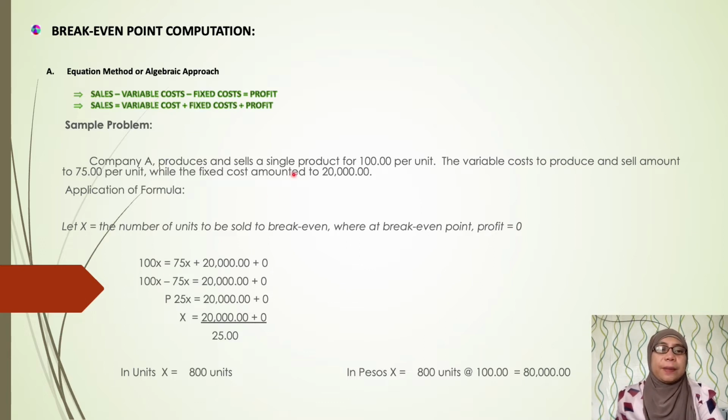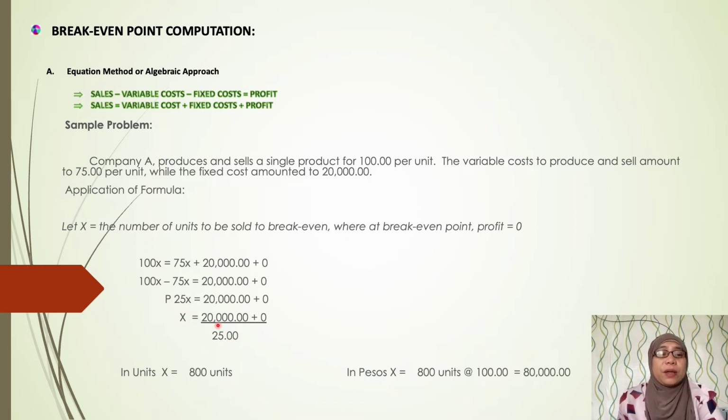So 100 selling price equals 75 variable cost plus fixed cost 20,000 plus 0 profit. So we will transpose the 75 in order for us to get the contribution margin of 25 per unit. So 100 minus 75 equals 25. So this 25 is our contribution margin per unit.